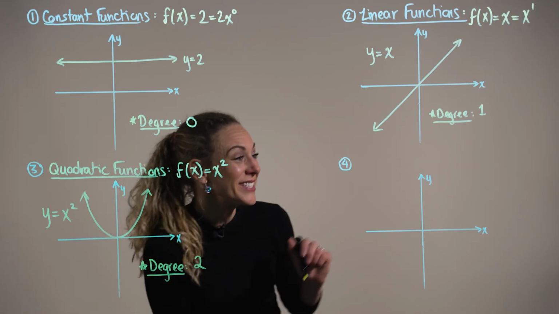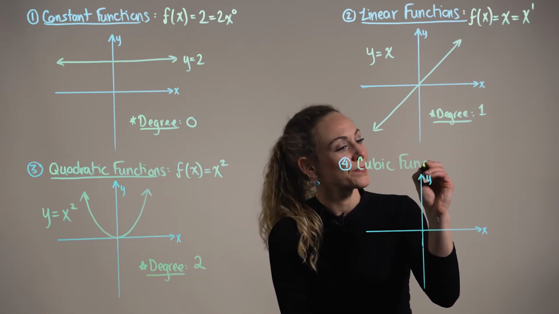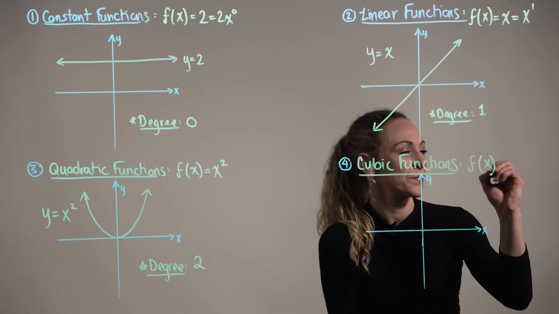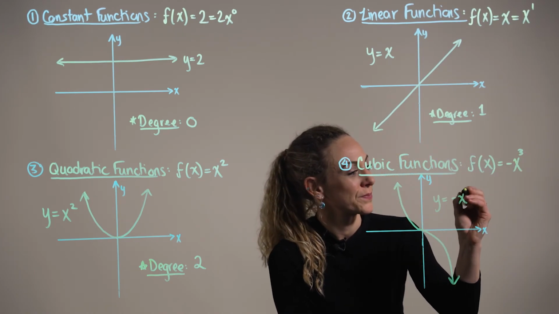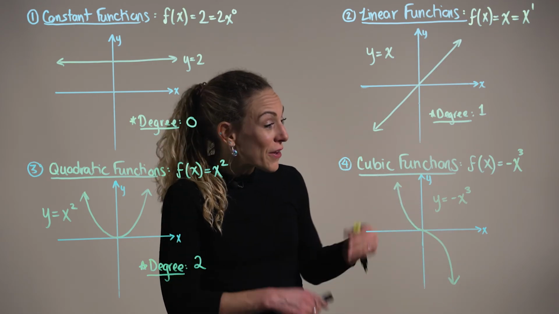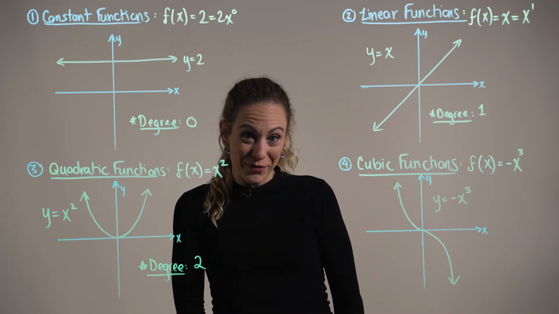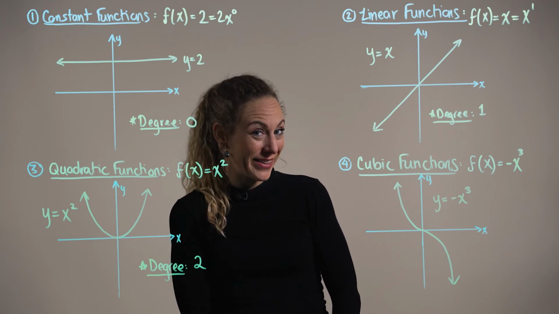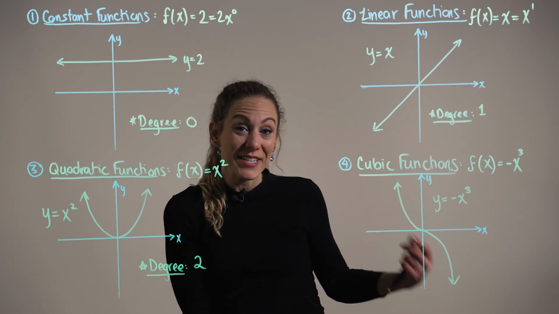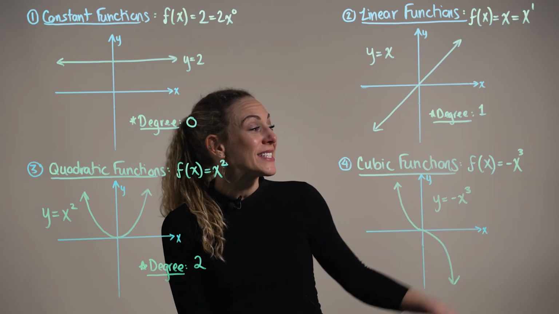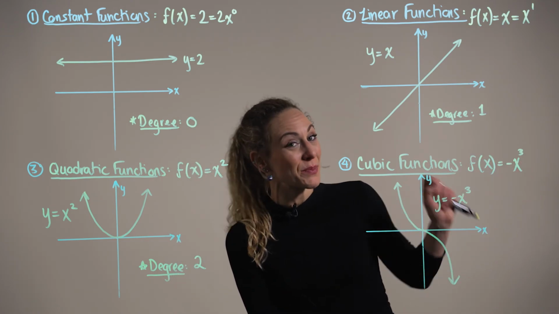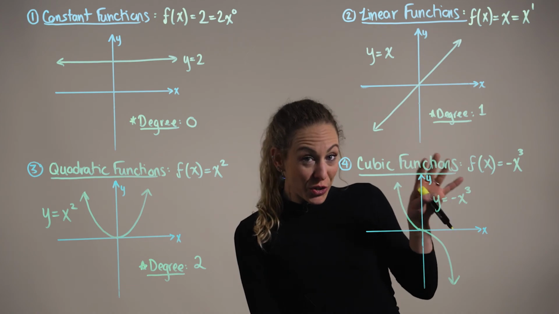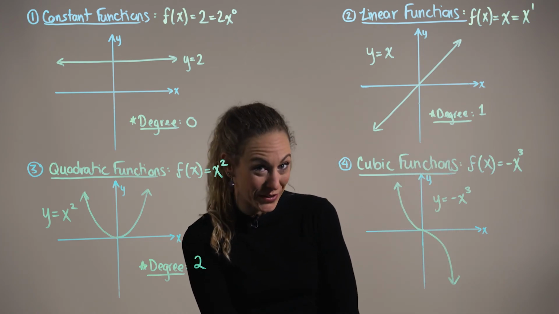And last but not least, cubic functions are a fourth example of a polynomial function that we are familiar with. And up on the board, we have the example f of x is equal to minus x cubed. So looking at our whole number exponent, we can say that cubic functions are polynomials of degree 3.